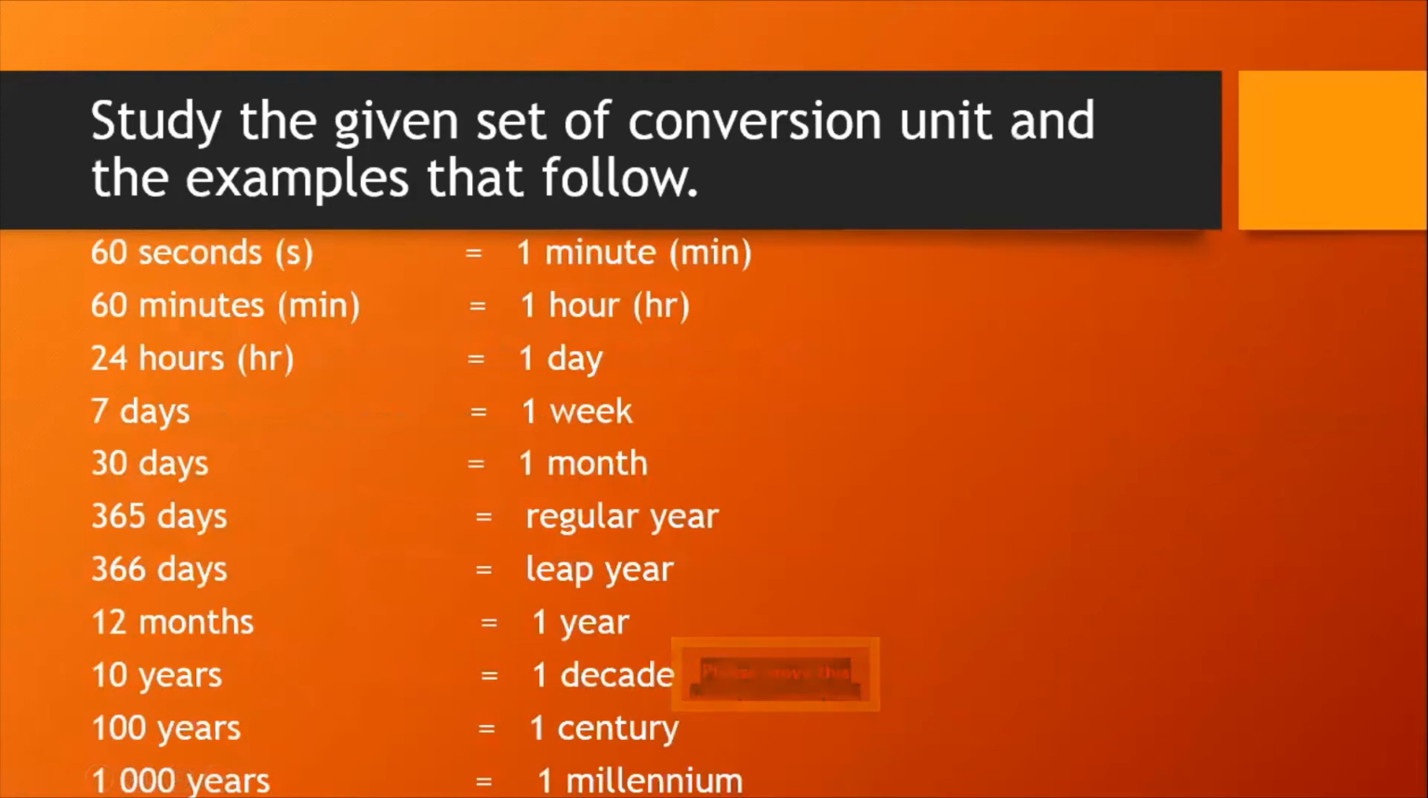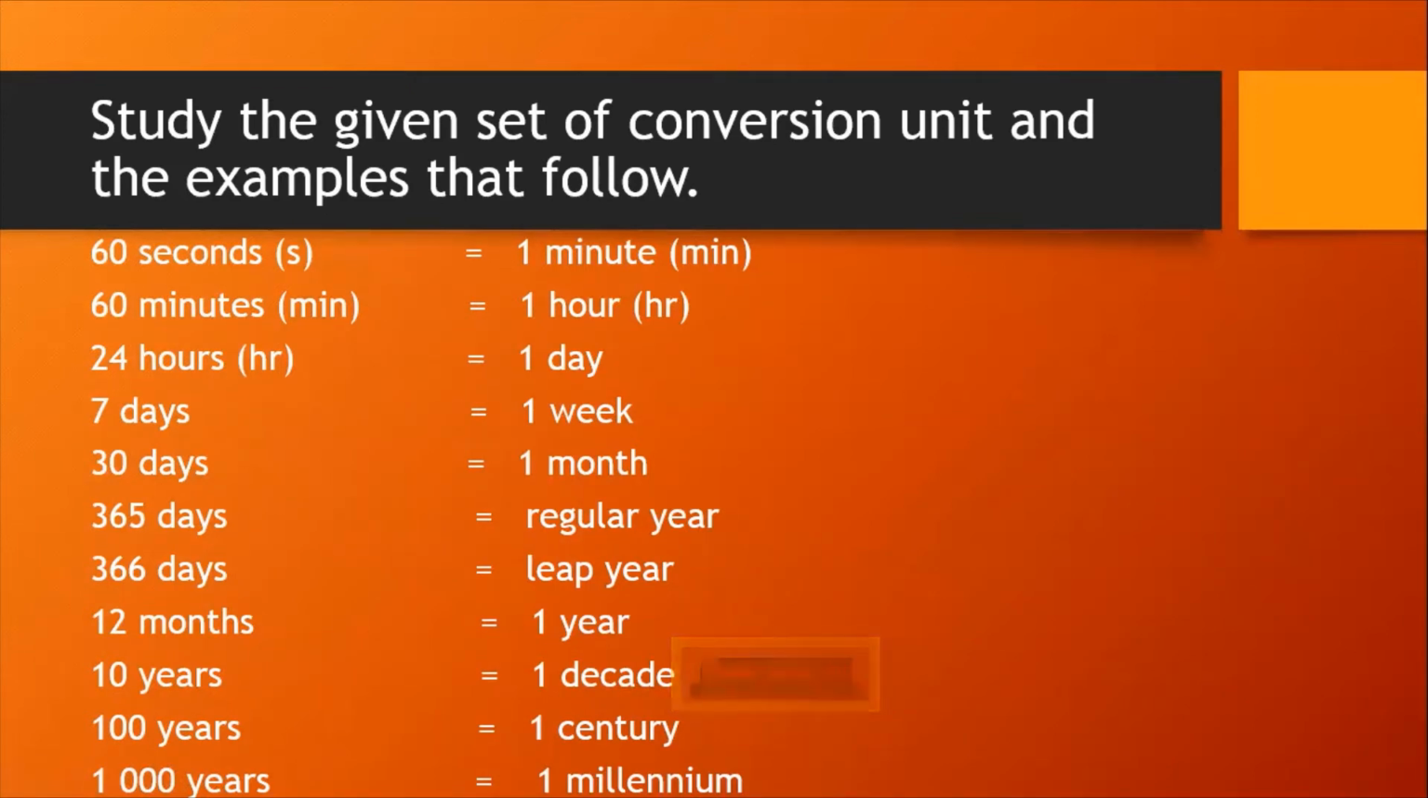Now let us study the given set of conversion units. Let's start with 60 seconds. It's equal to 1 minute. 60 minutes is equal to 1 hour. 24 hours is equivalent to 1 day. 7 days is equal to 1 week. 30 days is 1 month. 365 days is equivalent to 1 regular year. 366 days is equivalent to a year, including the leap year.